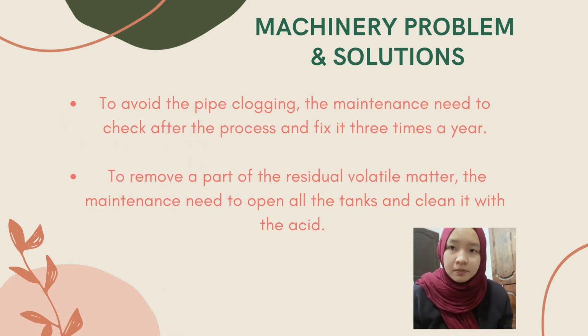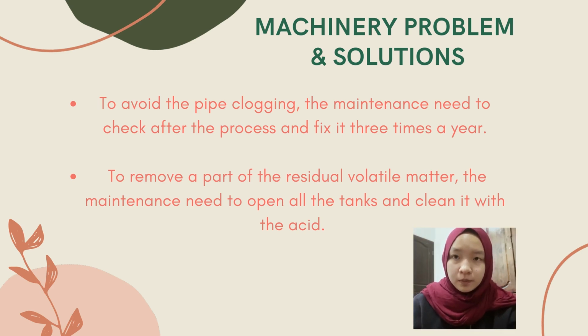Next, to avoid pipe clogging, the maintenance needs to check after running the process and fix it 3 times a year. Then, to remove a part of the residual volatile matter, the maintenance needs to open all the tanks and clean them with acids.